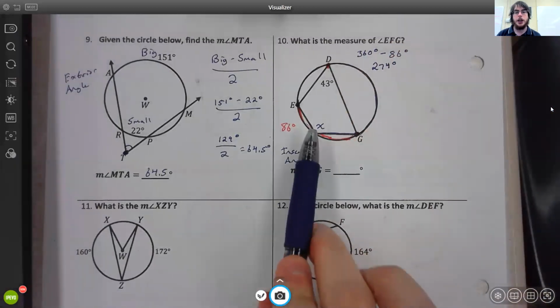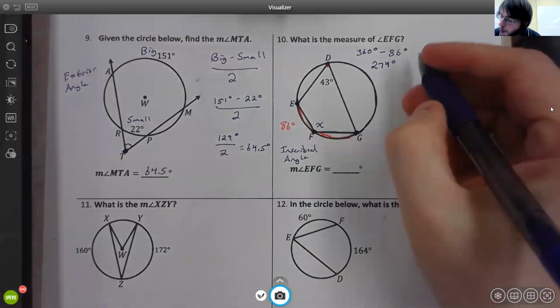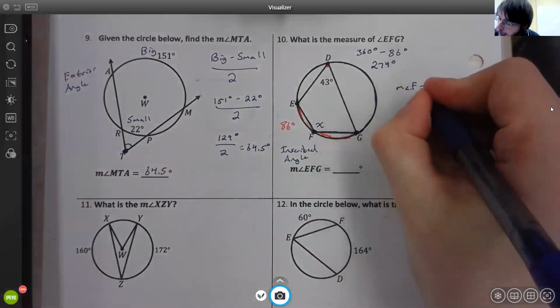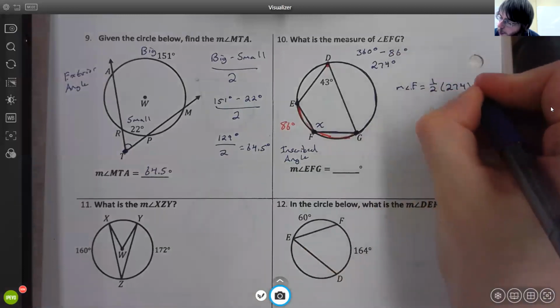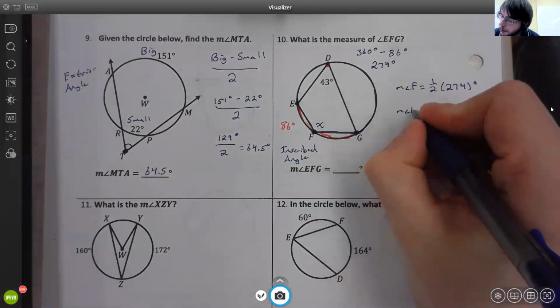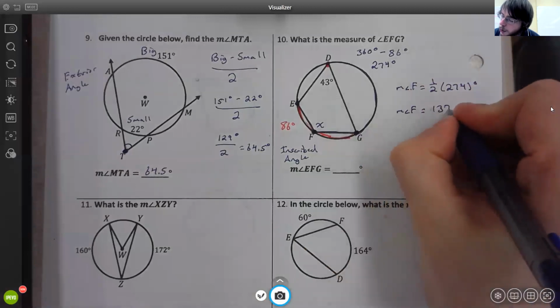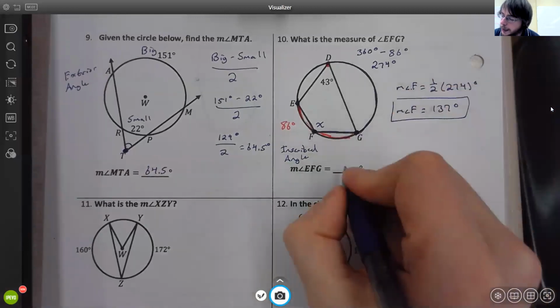Since angle F is also an inscribed angle, we know the measure of angle F has to be equal to 1/2 of the arc, which is 274. So that means the measure of angle F must be equal to 137.